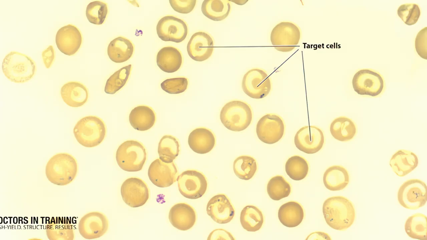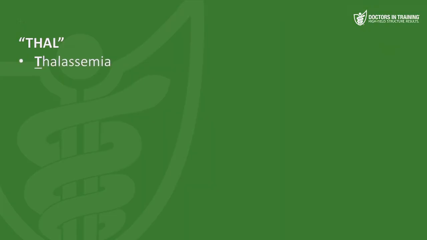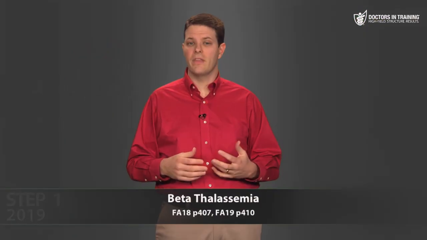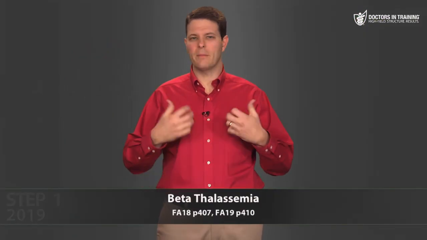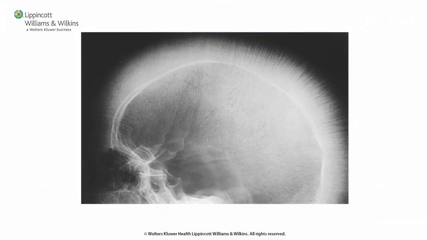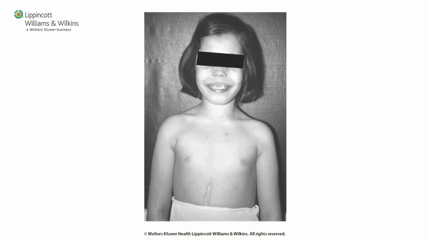On the peripheral smear of beta thalassemia, you can see target cells. Again, the mnemonic for target cells is thal, thalassemia, hemoglobin C disease, asplenia, and liver disease. So all of those things can cause target cells. And with beta thal major, your bone marrow is all ramped up trying to make lots of hemoglobin, so you're going to see marrow hyperplasia. And that hyperplasia in the marrow of the skull creates this hair-on-end appearance of the skull X-ray. So we're going to see this in sickle cell disease as well. Sometimes it's called a crew cut appearance, same thing. The skeletal deformities in beta thal major also result in chipmunk facies.